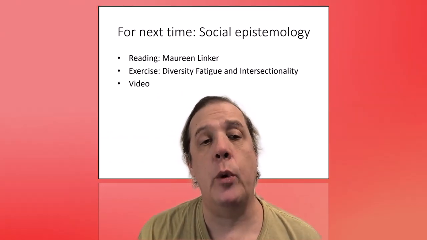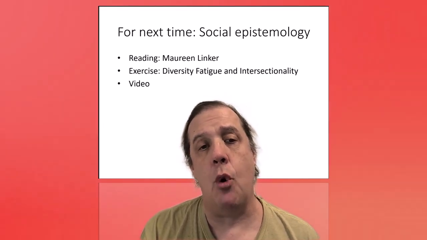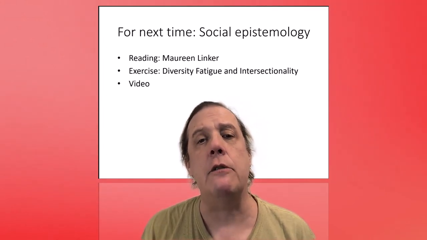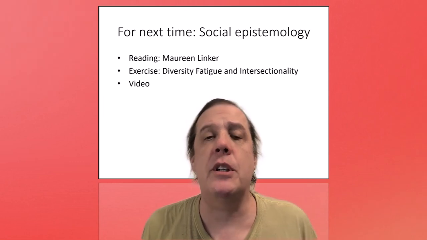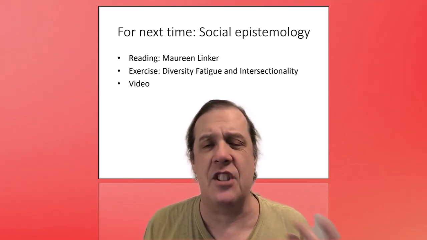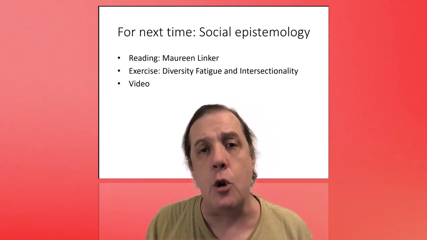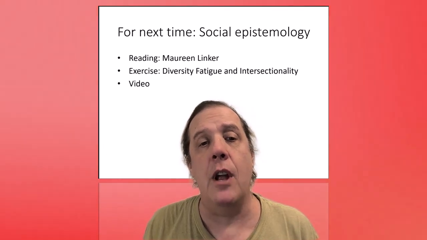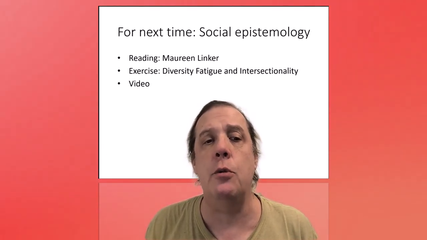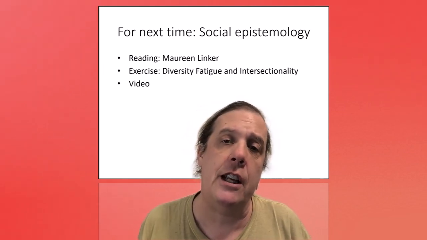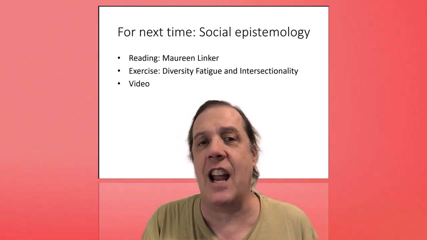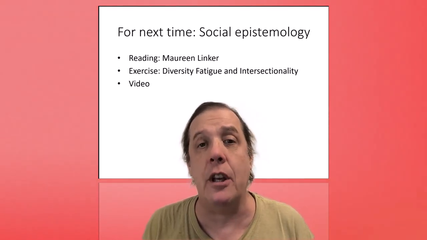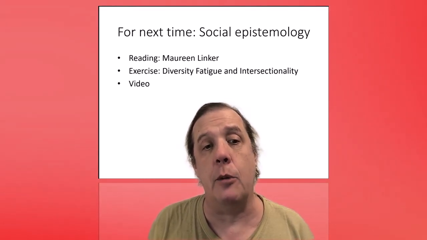Okay, for next time, we are going to be doing a reading by Maureen Linker from a book called Intellectual Empathy. This is our introduction to the idea of social epistemology. Social epistemology is the study of the way we work together in groups to create knowledge or fail to create knowledge. And intellectual empathy is going to be at the root of social epistemology, in that we can't work together on an intellectual project unless we understand each other intellectually. So that's where the Maureen Linker reading comes in.